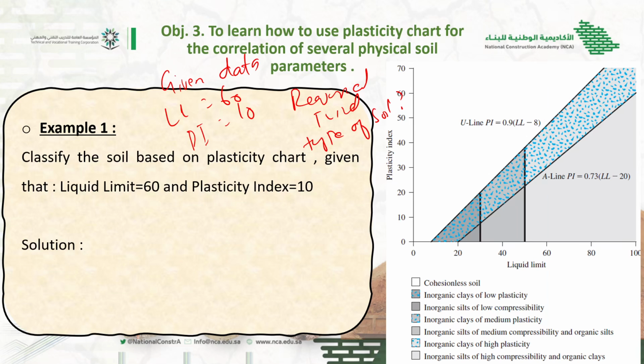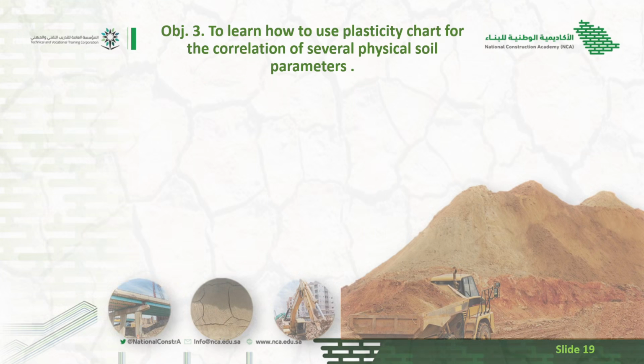In the solution, as we already know, what is the value of liquid limit? It is 60. Draw a vertical line at 60. What is the value of plasticity index? It is 10. So draw a horizontal line at 10. Now this is the point where the lines meet. It is in the light gray portion. So what is the light gray portion? Just go to the table and check it. It is inorganic silt of high compressibility and organic silt clay. So this is your result.